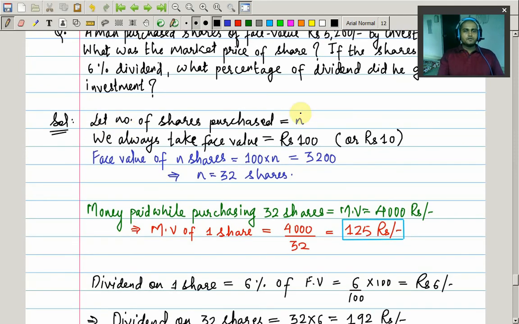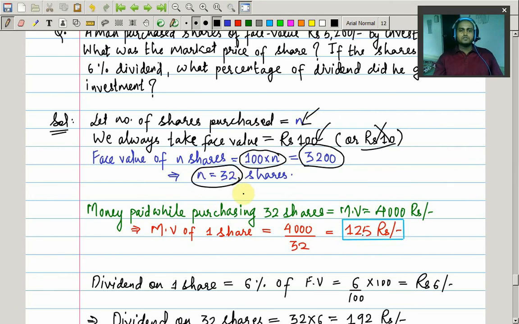Let the number of shares purchased be n. We always take face value rupees 100 or rupees 10. In this case, I am taking rupees 100. If you take 10, your answer will be accordingly based on 10. So this will be 12.5 if you take 10. Okay, so I'm taking 100. Face value of n shares is 100 into n. But the question says it is 3,200. So obviously the number of shares I have bought is 32.